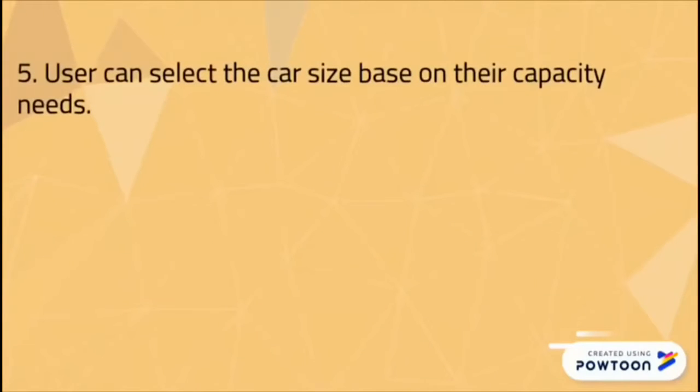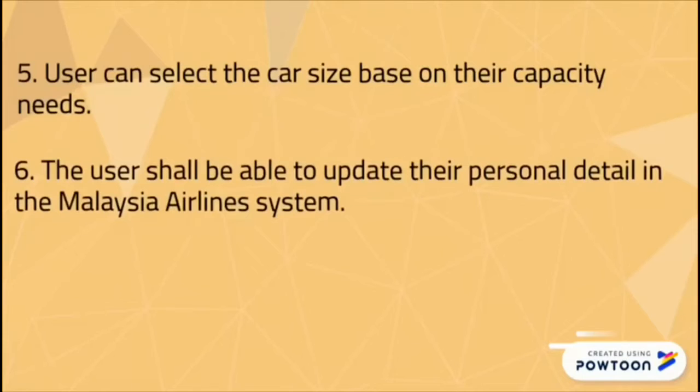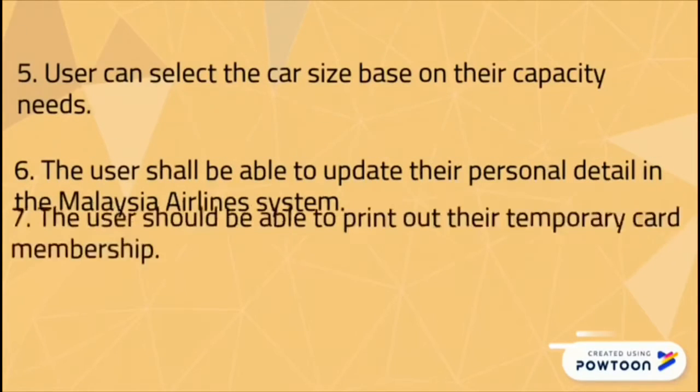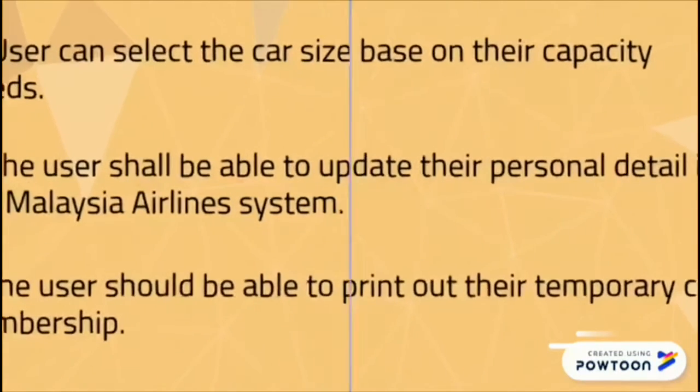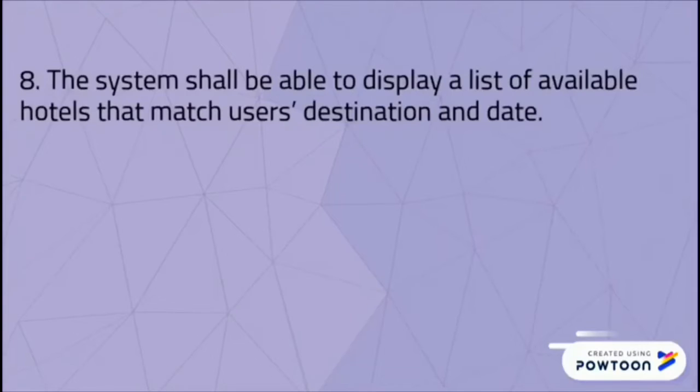Fifth, user can select the car size based on their capacity needs. Sixth, the user shall be able to update their personal detail in the Malaysia Airlines system. Seventh, the user should be able to print out their temporary card membership. 8. The system shall be able to display a list of available hotels that match users' destination and date.